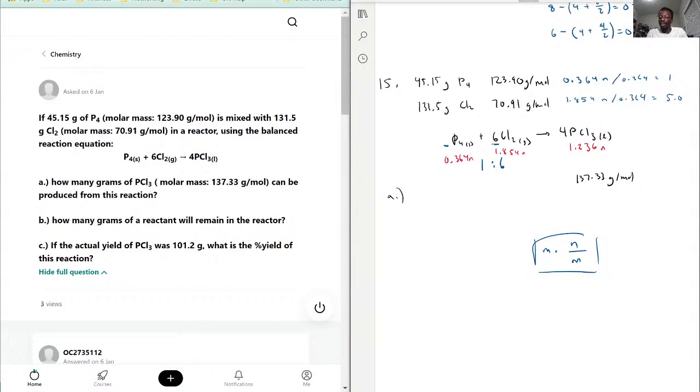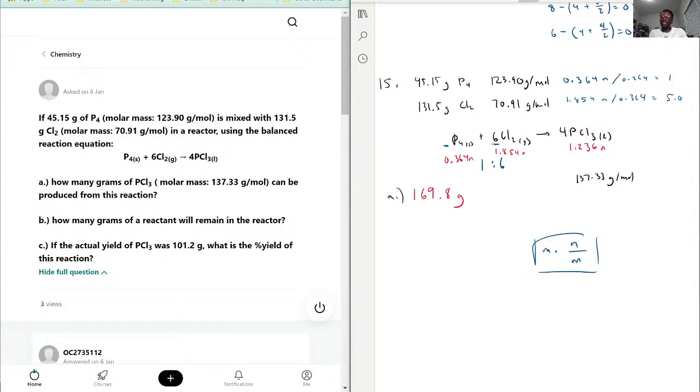And they were gracious enough to give us the molar mass. So here we just multiply together. It's the moles times the molar mass, so that the moles cancel out and we should get our grams. So 137.33. The amount of grams produced here is going to be 169.78, which is 169.8 grams. That's going to be how much of the product will be produced.